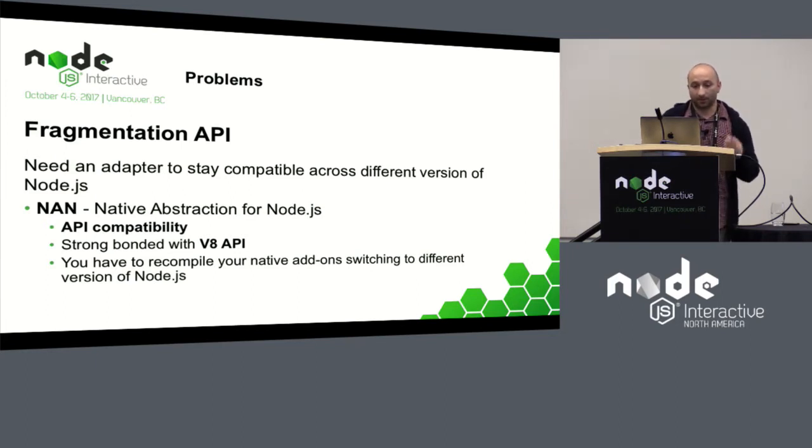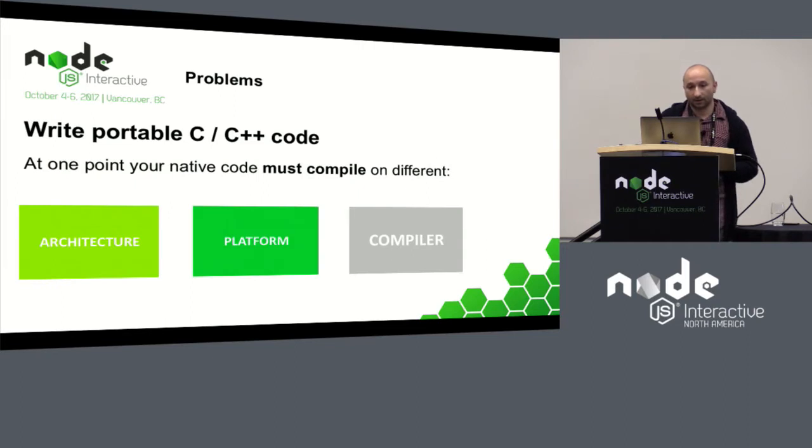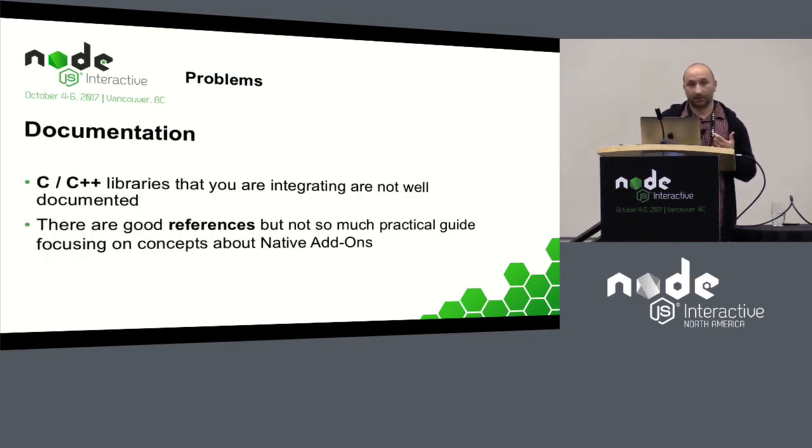So you have to recompile your native add-ons when you switch to a different Node.js version. This is okay in a development environment, but it's a source of many risks in a production environment. At one point, your code has to compile on different platforms, different architectures, different compilers. What I mean here is that it's not an easy task to write portable C++ code. The last problem is documentation.